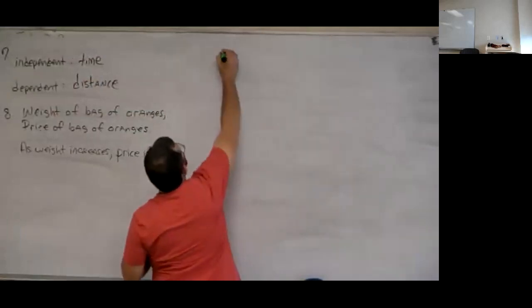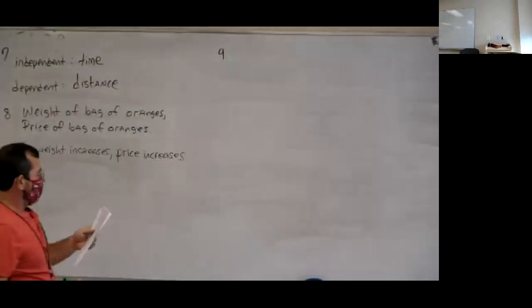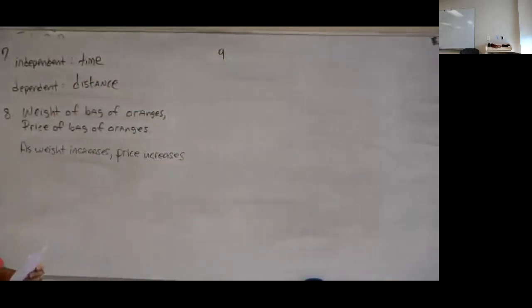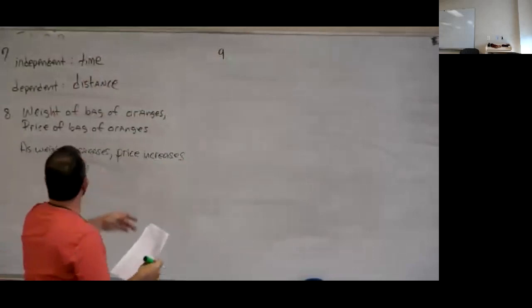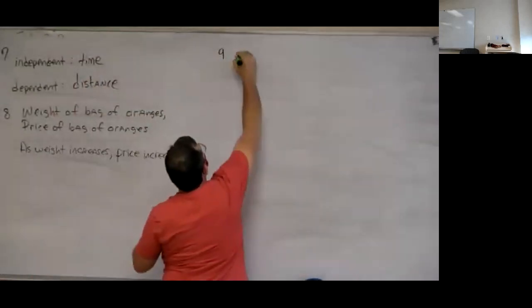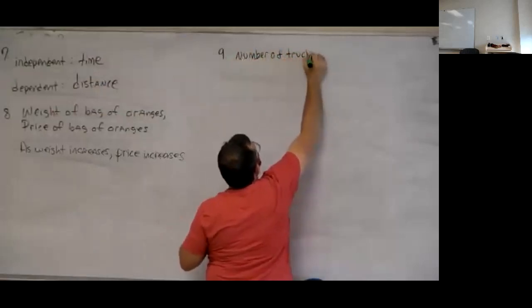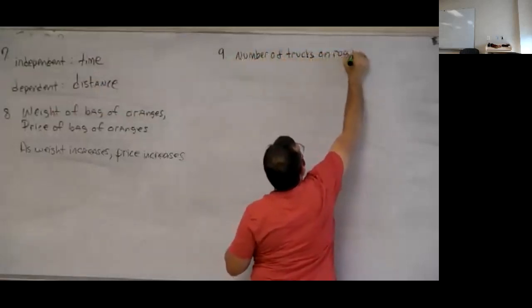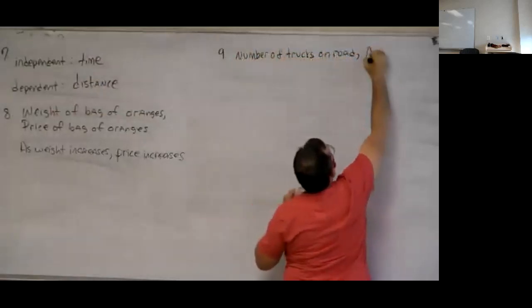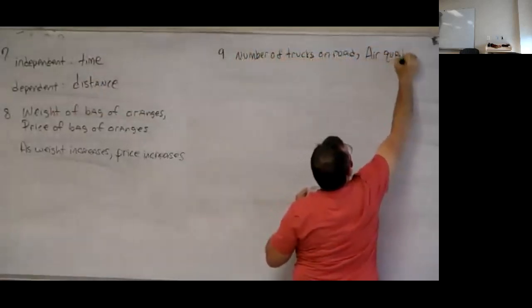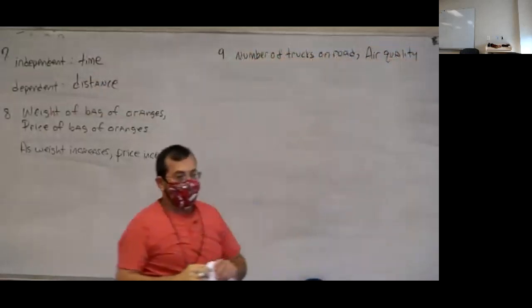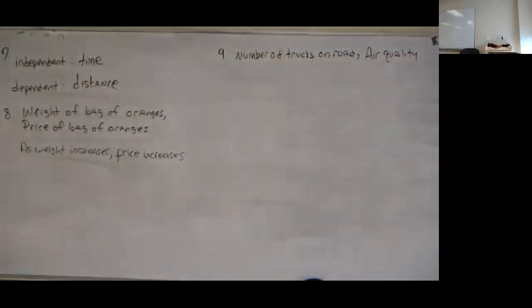Okay, so we're going to find a possible function, same thing we did here. This time we've got number of trucks on the road and air quality. If I'm looking at independent and dependent variables, the independent variable would be how many trucks are on the road. The dependent variable would be the air quality.